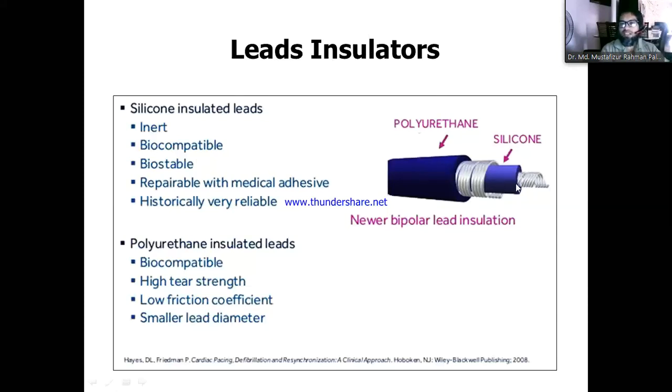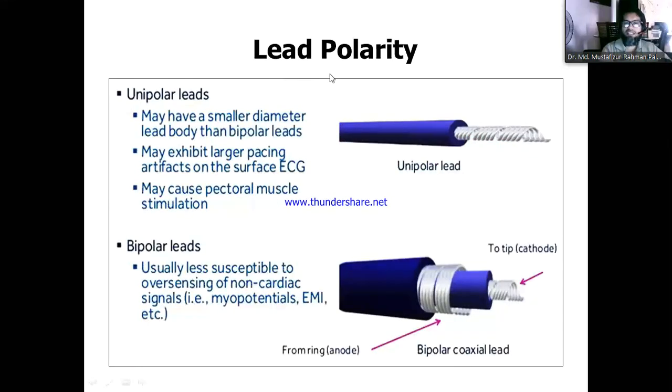During lead insulation, two types of insulator are there. One is silicone, very common, and the other is polyurethane. In the newer bipolar lead insulation, both are present: inside is silicone, outside is polyurethane. Both are inert, biocompatible and biostable, and have high tear strength. That makes the leads stronger. So in the newer generation, both insulators are there.